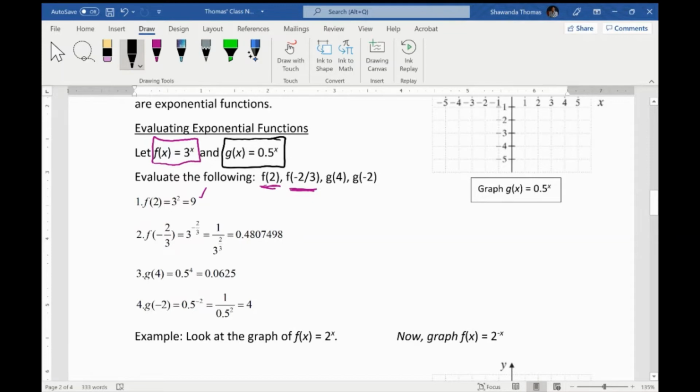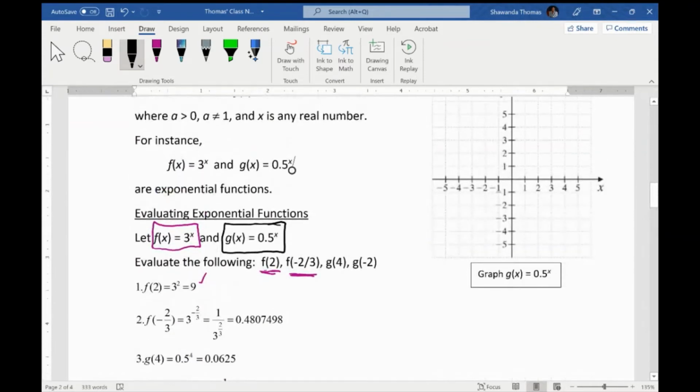All right, so you can put in the 0.5, for example, that little symbol, and then put the exponent in. All right, let's graph 0.5 to the x. So I'm going to make a t-table over here.